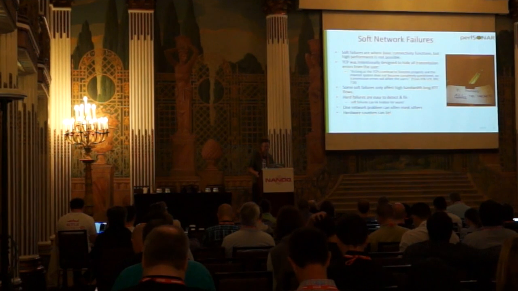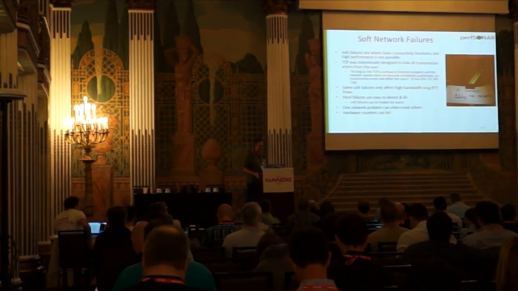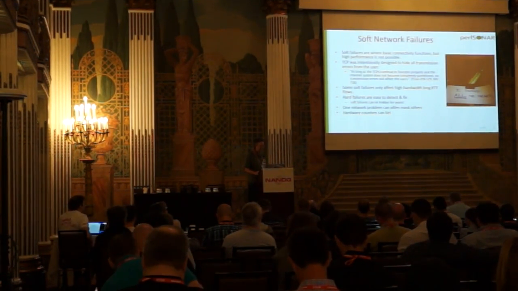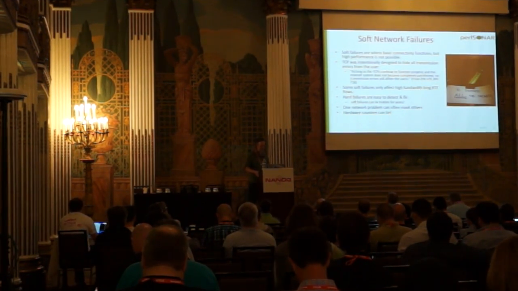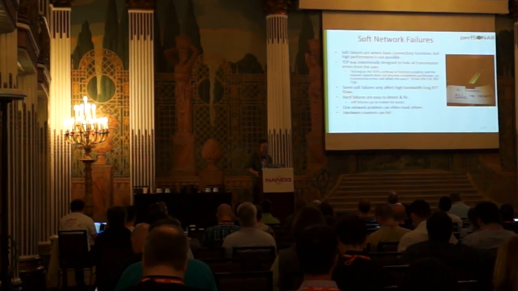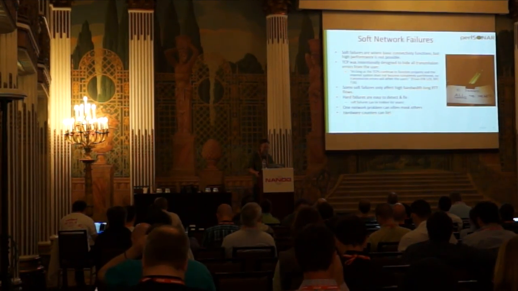So we call this type of problem a soft network failure. Soft failures are when basic connectivity functions just fine, but performance is reduced. Your pings will get through just fine. The network's not down, but there's something wrong with it. And of course, TCP was designed to hide these sorts of issues, so it makes it harder to figure out the source of it.